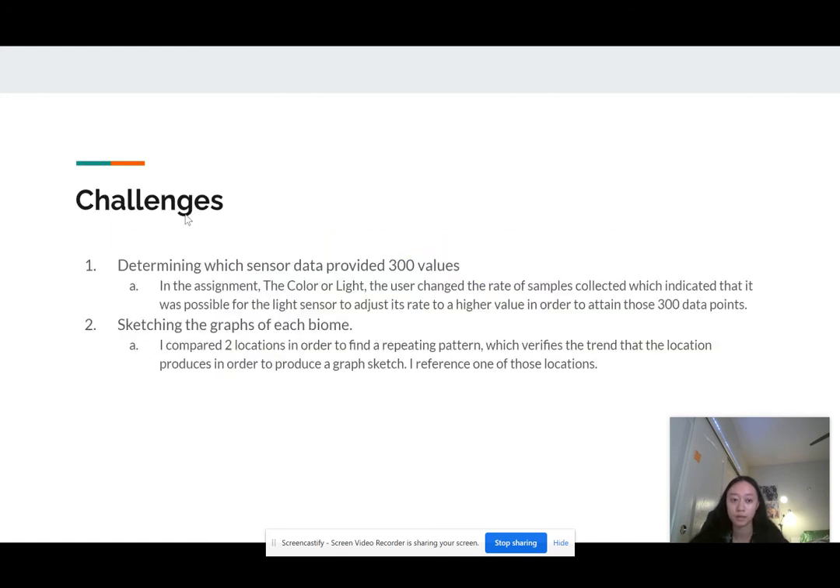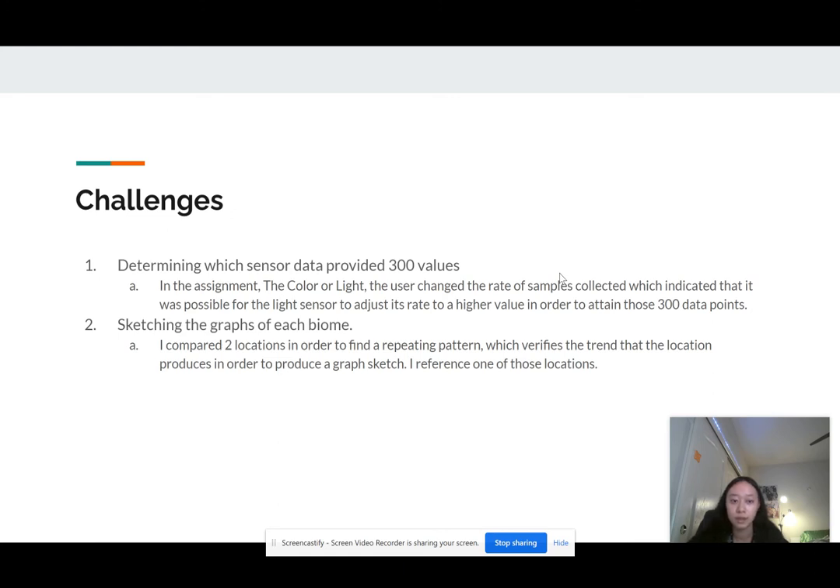A few challenges I faced during this project was determining which sensor data provided the 300 values. And I did this by referencing past assignments, and I found that the assignment called the color of light, the user changed the rate of samples collected, which indicated that it was possible for the light sensor to adjust its rate to a higher rate in order to attain those 300 data points.